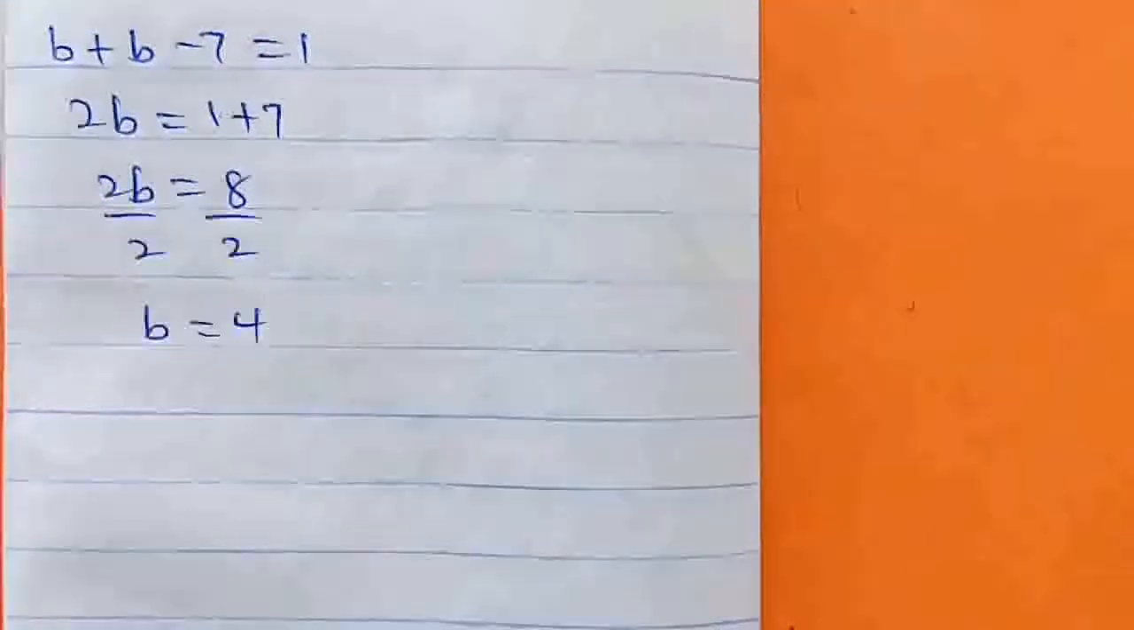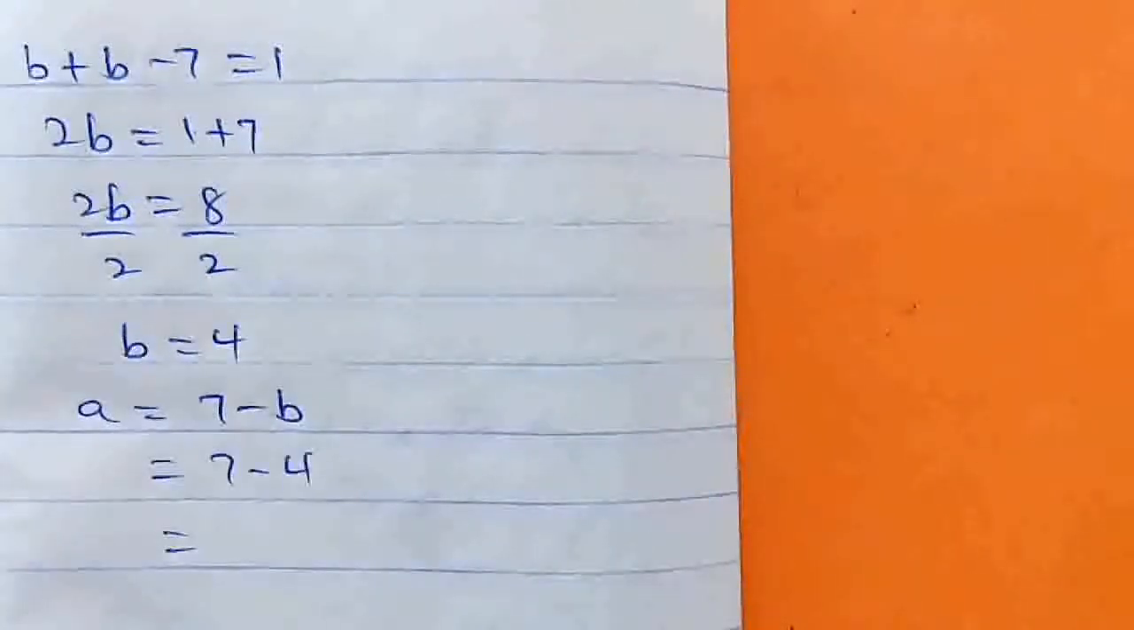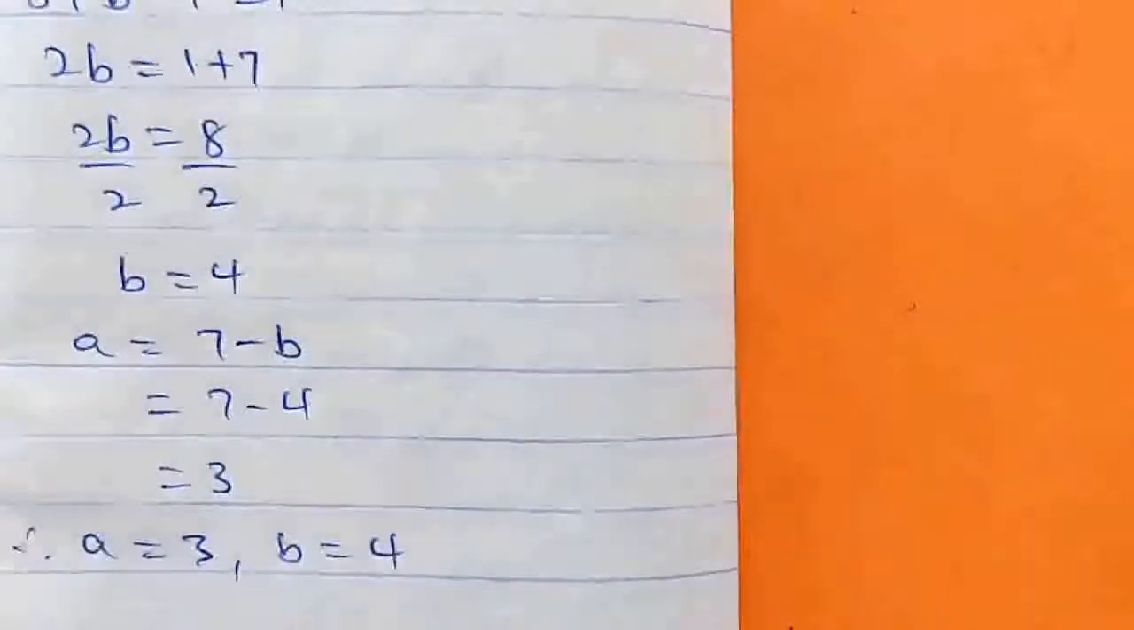Remember that A is equal to 7 minus B. Therefore, we will look for A, where B is 4, will give us 3. Therefore, A is 3, B is 4. You can cross-check it on your own to know if that is correct.